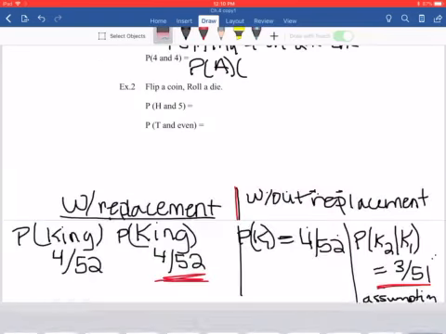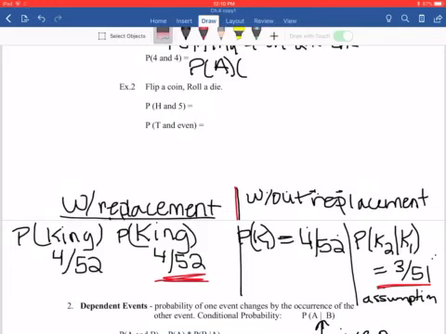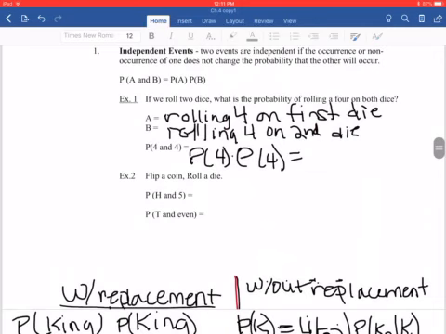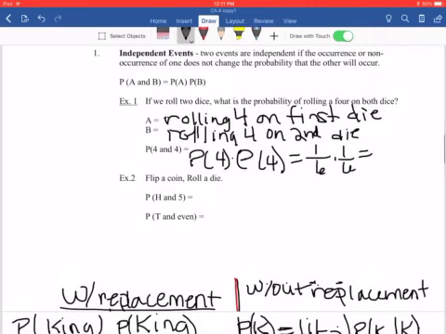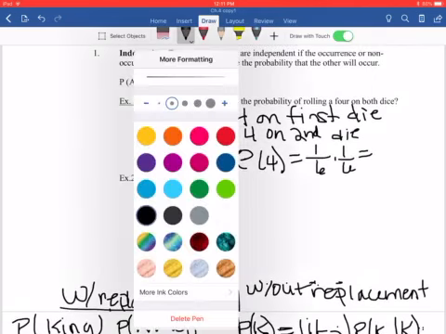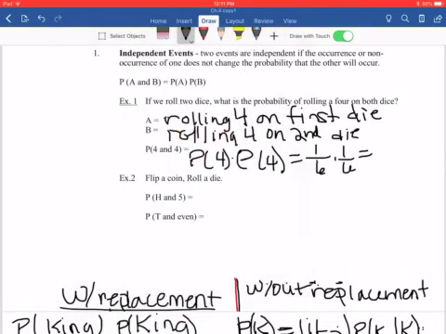Or we can write it as the probability of 4 times the probability of 4. So that would be 1/6 times 1/6, or 1/36.